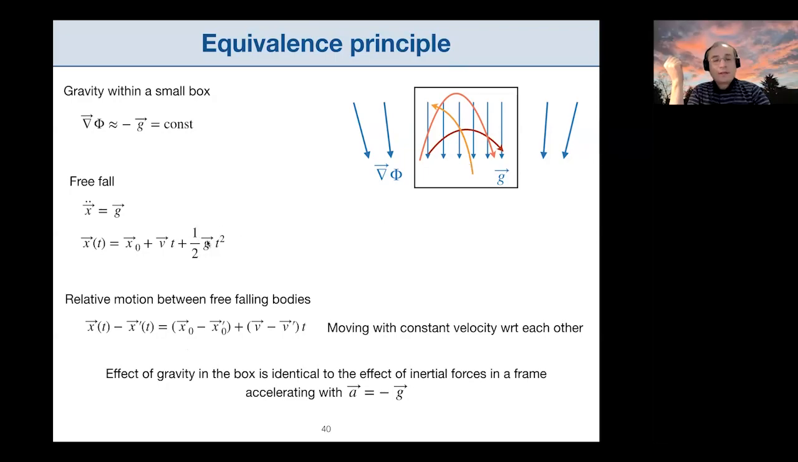Exactly. So the thing is that if you look at this from the reference points of the box, you see the acceleration term. But the bodies themselves, when they measure their relative differences, don't see this constant acceleration term. They just see the motion with constant velocity with respect to each other.